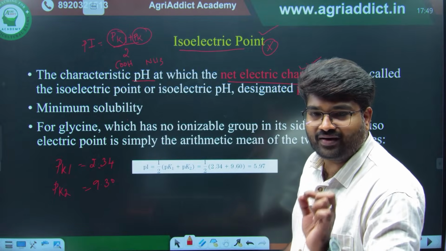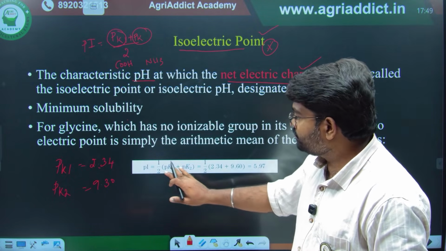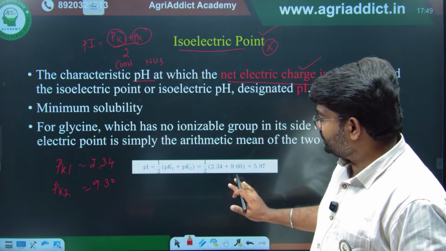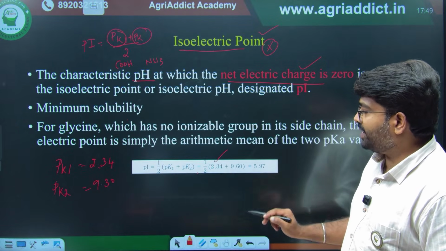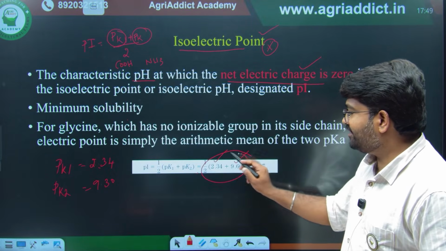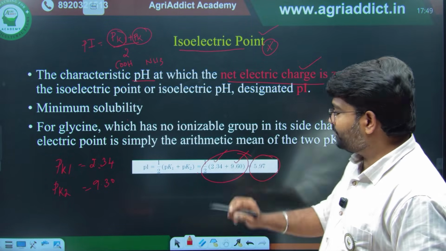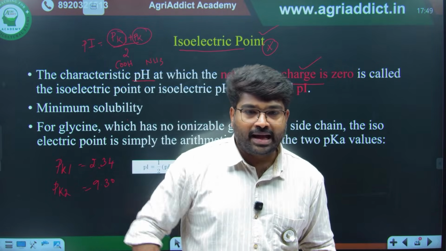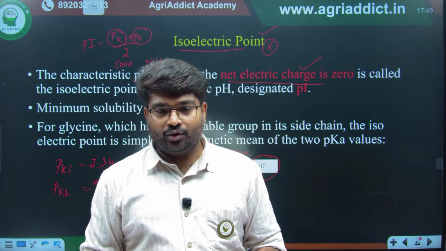The formula for calculating PI is pKa1 plus pKa2 divided by 2. If you see here, pKa1 is 2.34, pKa2 is 9.60. So if we add and divide by 2, the value will be 5.96. So 5.96 is the PI for this glycine. I hope this is clear.